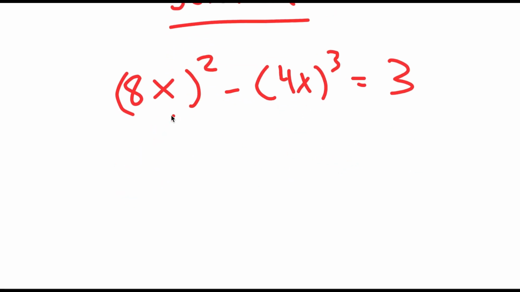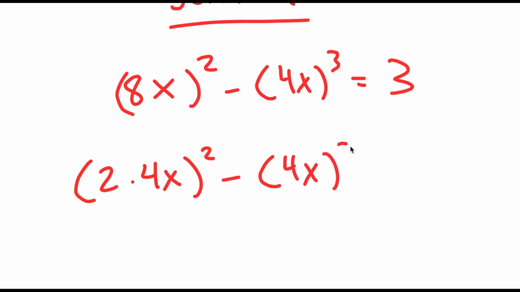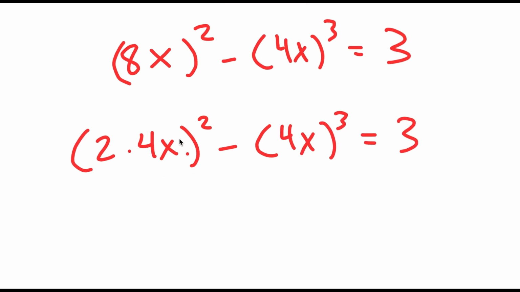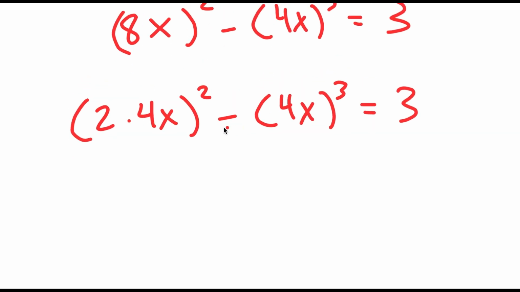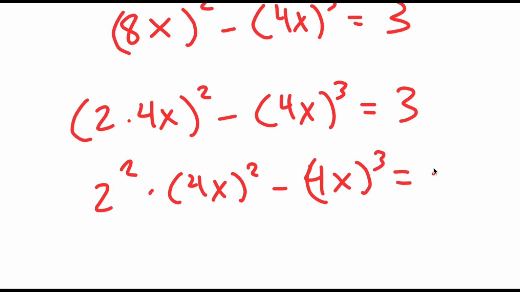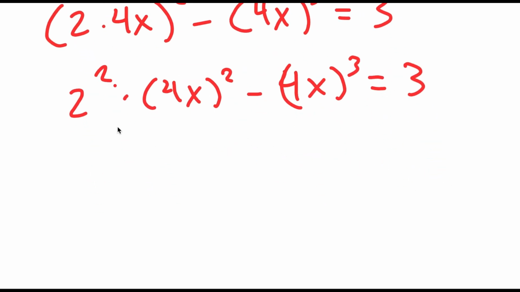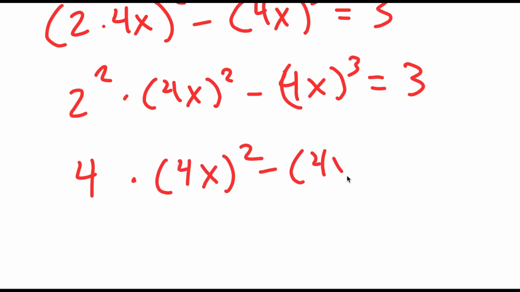And I'm going to first start by rewriting 4x squared as 2 times 4x squared. So I have 2 times 4x squared minus 4x to the power of 3 is equal to 3. And I'm doing this so I can have two terms with 4x in them. And now I can rewrite 2 times 4x squared as 2 squared times 4x squared. Now 2 squared is obviously 4. So now I have 4 times 4x squared minus 4x to the power of 3 is equal to 3.